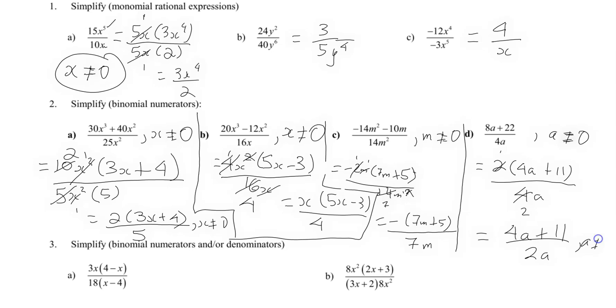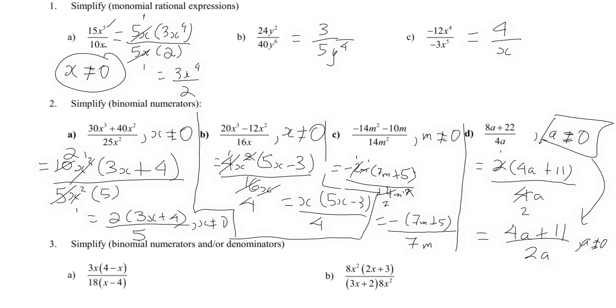And same restriction. I don't need to restate it, as long as it's stated up here, that's good enough. I just need to remember that it applies down here. Although, you know what, it still applies down here. Even in this simplified expression, a can't be 0. Same deal here, m can't be 0. Over here, x can't be 0. That's the restriction.